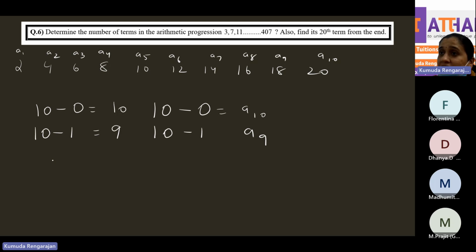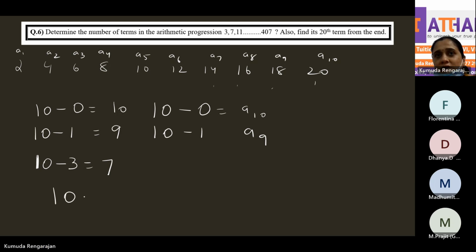Now, if you want to find the third term from the end, it is not total number of terms 10 minus... I want the third term from the end. So A7? No, A7 is the fourth term from the end: 1, 2, 3, 4. Total number of terms is 10. If you want to find the third term from behind, it is 1, 2, 3. This one is the third term from behind. And how will you get this A8? 10 minus 2 is 8, right?